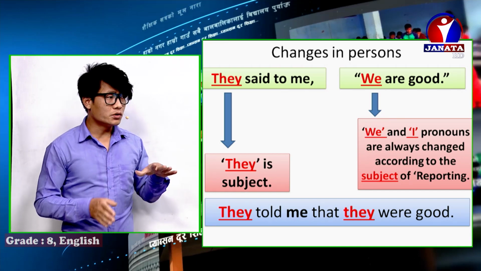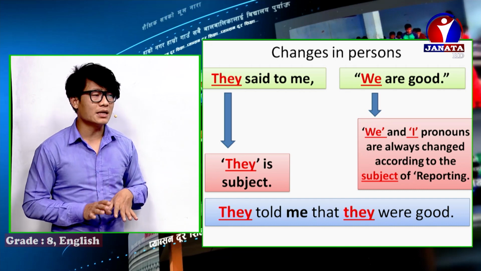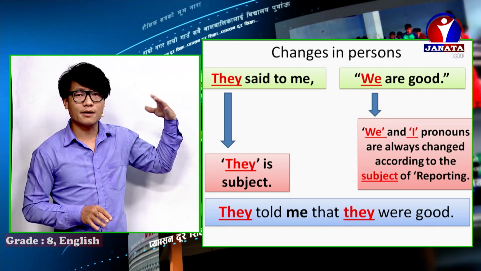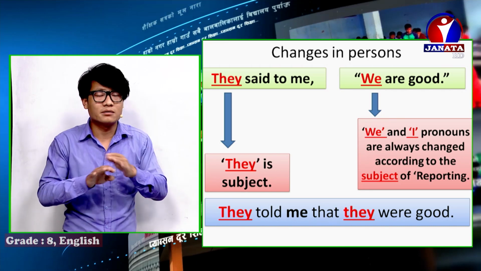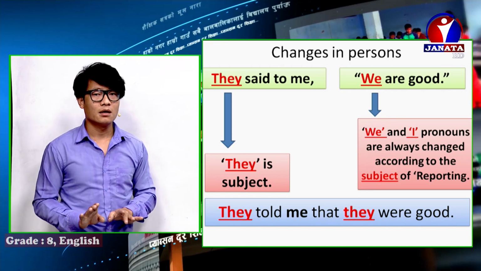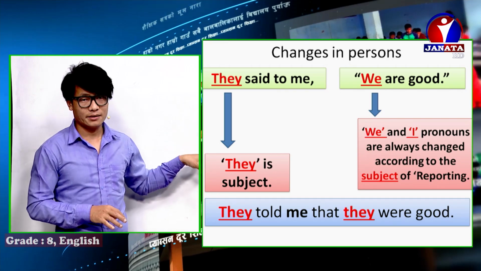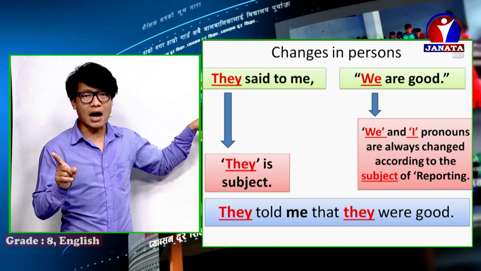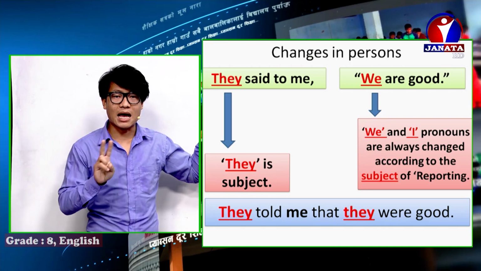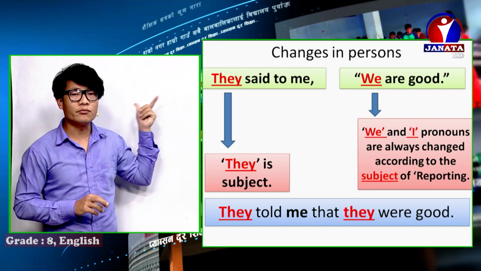Okay? Once again, you don't need to focus on why there is told in the place of say to. You don't see that. Why there is were in the place of are. You don't see that. Just see how there is they in the place of we. Just we and I, these two subjects are changed according to the subject of reporting.